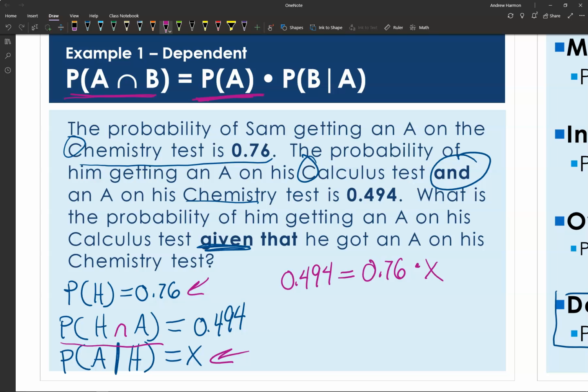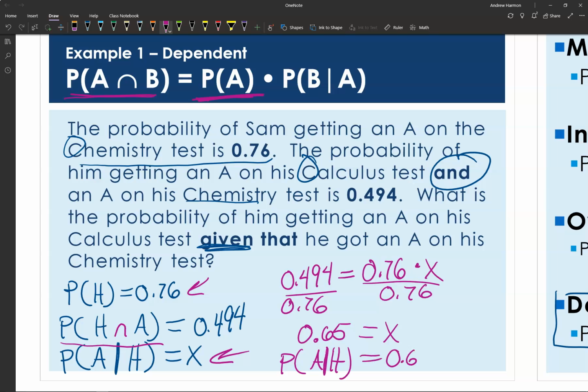Now to solve this formula, all I need to do is get rid of that times 0.76 by dividing by 0.76. And when we divide 0.494 by 0.76, we get 0.65. So X is equal to 0.65. So the probability of A given, so A on the calculus test, given that they got an A on the chemistry test, is 0.65.